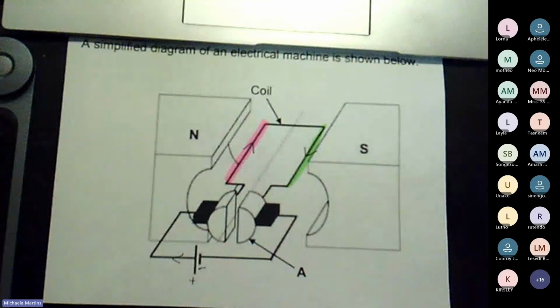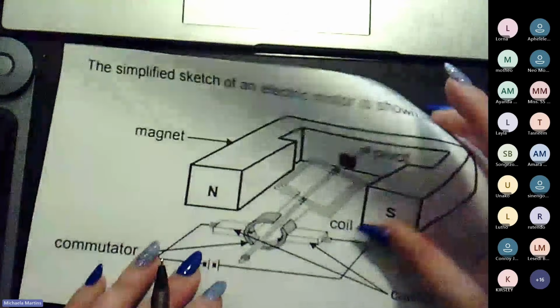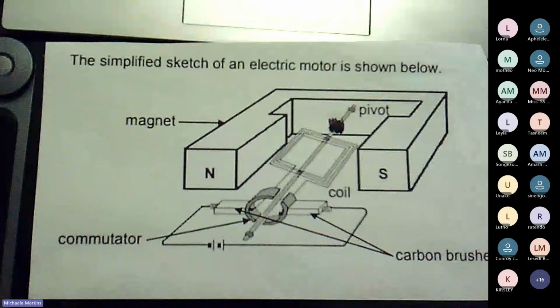Please let me know if you want me to do another one with you. Sorry, it's telling me which way it's turning. Okay. Here's the second one. I'll give you a second.